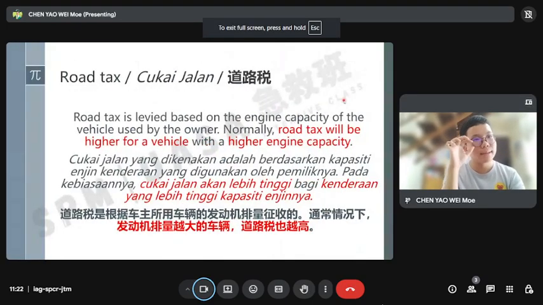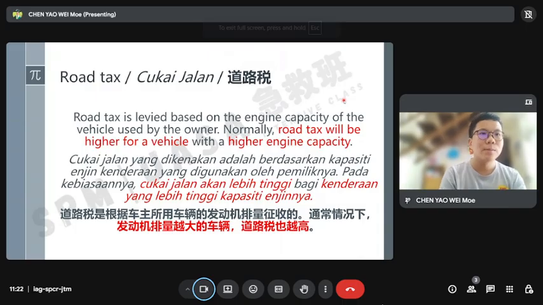Okay, road tax. Road tax will be calculated by your engine capacity. How much is your engine capacity? Higher engine capacity, road tax will be higher according to the rate. The table is given, okay, but sometimes it changes.